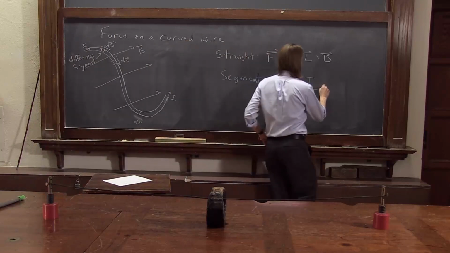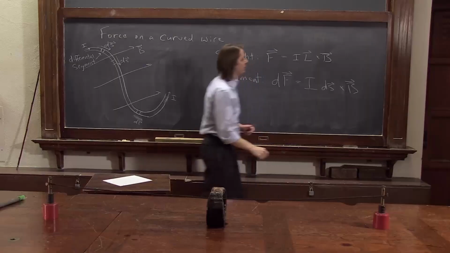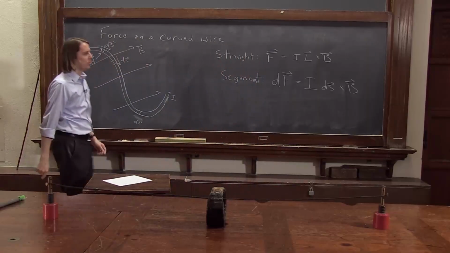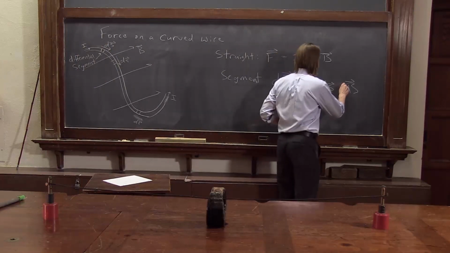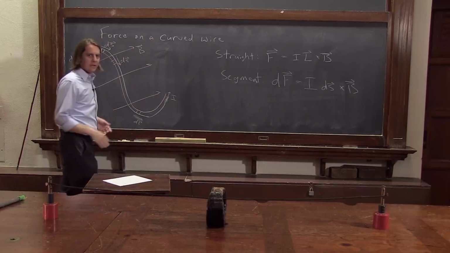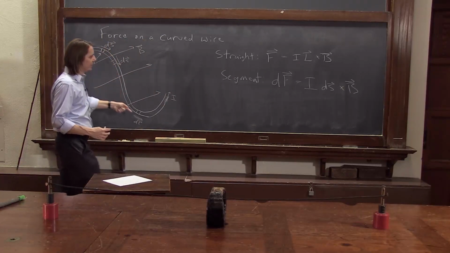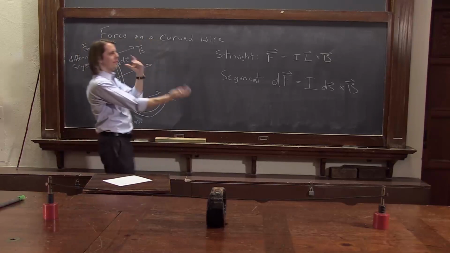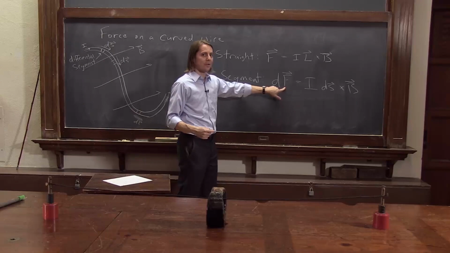So I ds cross with B, whatever the B field happens to be, wherever you are. Okay? So pretty much the same thing. We just replaced L with ds. So now we just have to integrate. We add up the force on all these little ds's. And you could worry, what if it curves and the force is in the opposite direction? That's okay, because it's a vector. We're adding up all the vector dF's.